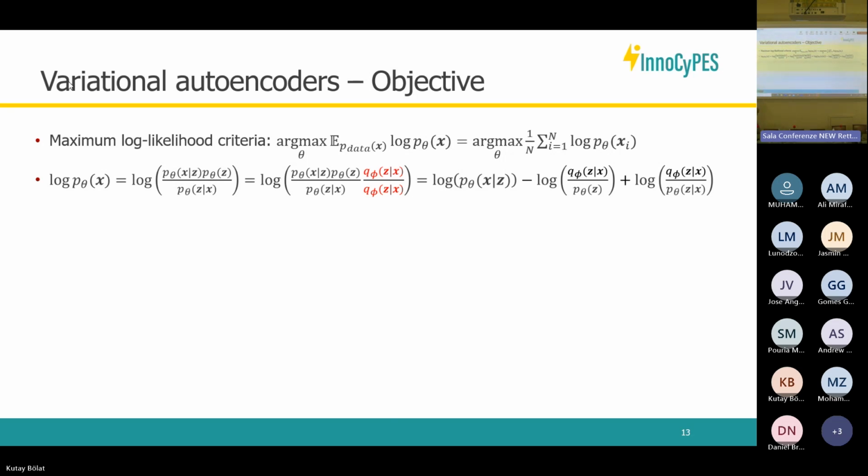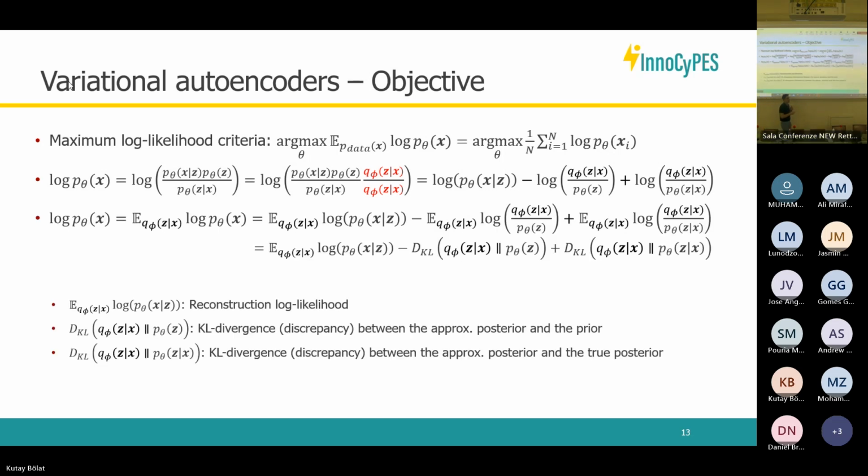We just multiply and divide by the approximate posterior. Since it's a logarithm, we take it out, and then we take an expectation of this q_phi(z|x). Since the expectation is the integral, and it depends on z, but this all depends on x, it doesn't affect it, so this holds. It's just the integration without the variable.